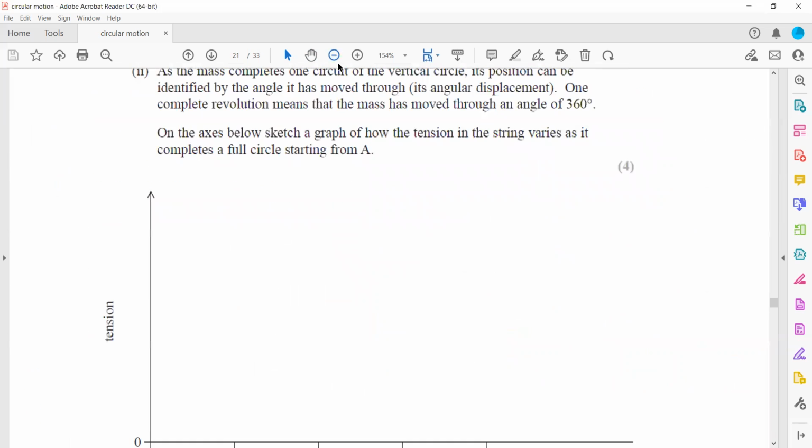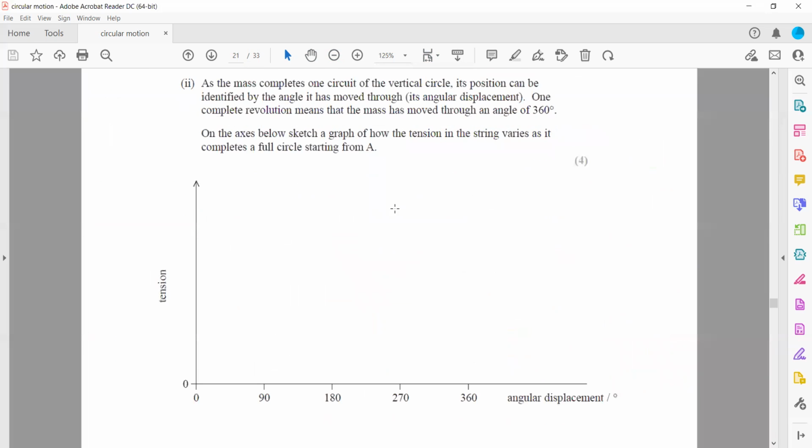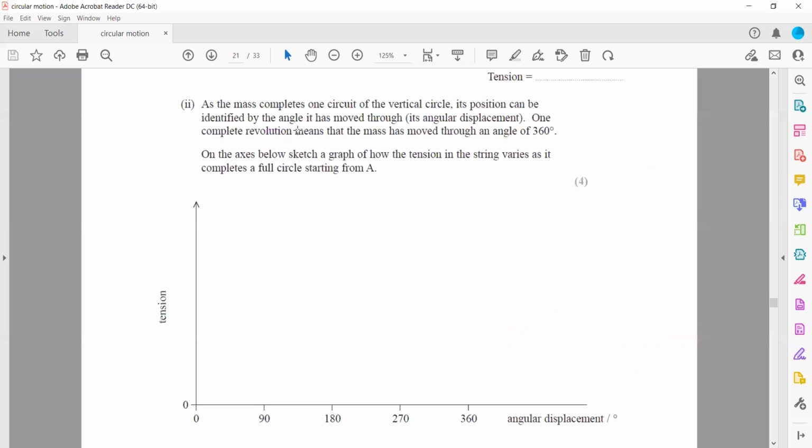As a student completes one circuit through the vertical positions, on the axis, sketch how the tension in the string varies, completing a circle from A. If these are the values we plot, when it is at position A, what was the tension? Like we say, this is position A, this one is position B, this one is position C, and position D.